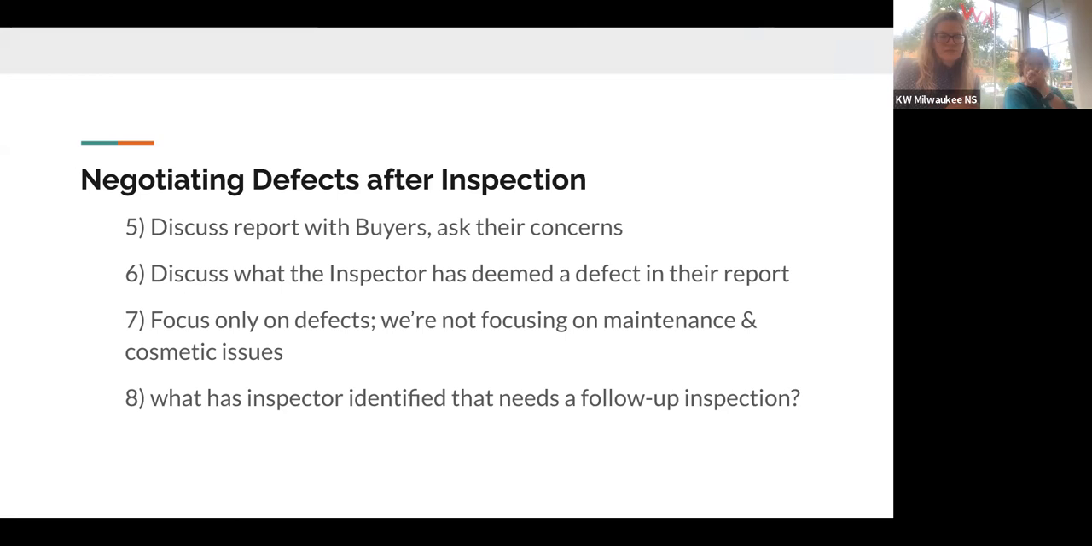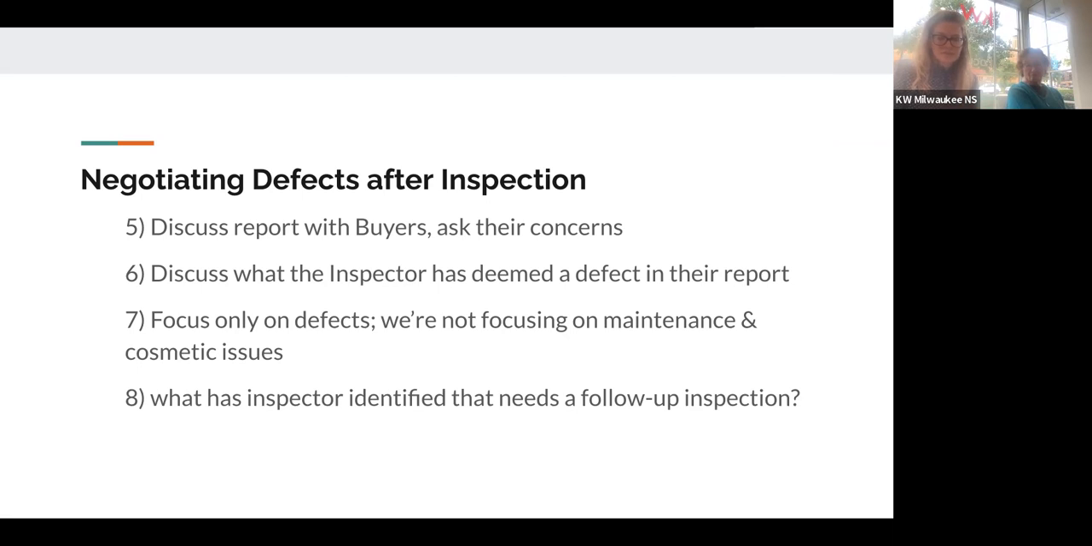Just making sure that we're focusing on what has been deemed a defect in the report. Making sure that we're focusing only on defects. That's another thing that we need to right size expectations around. We're not focusing on maintenance and we're not focusing on cosmetic issues. And then determining how we're going to respond to a seller. What has the inspector identified that needs a follow-up inspection.